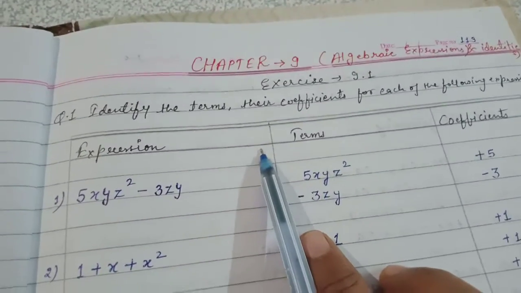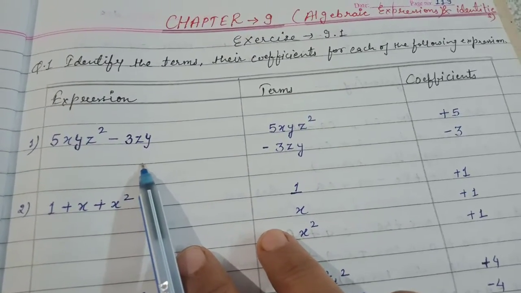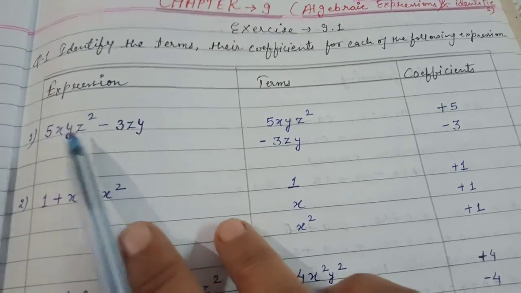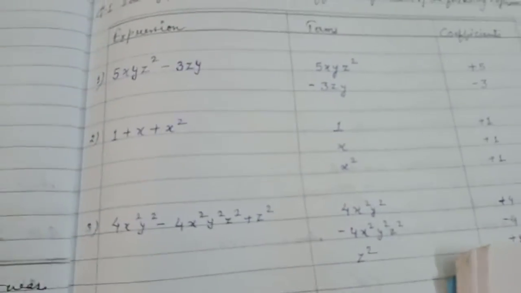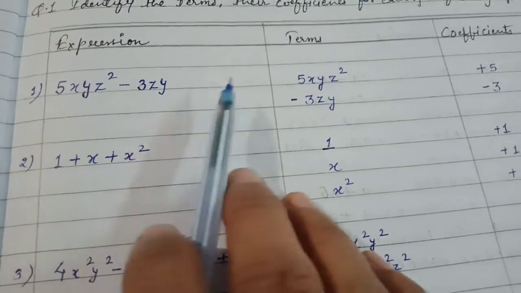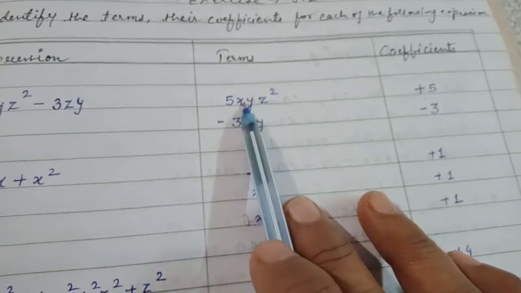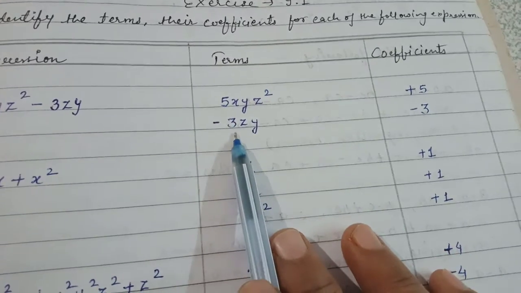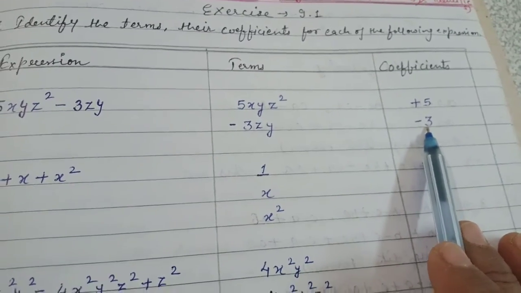So let us start exercise 9.1. The question is, identify the terms and their coefficients for each of the following expressions. The given expression is 5xyz square minus 3zy. Here two terms are there, 5xyz square and minus 3zy. The coefficient of xyz square is plus 5 and the coefficient of zy is minus 3.